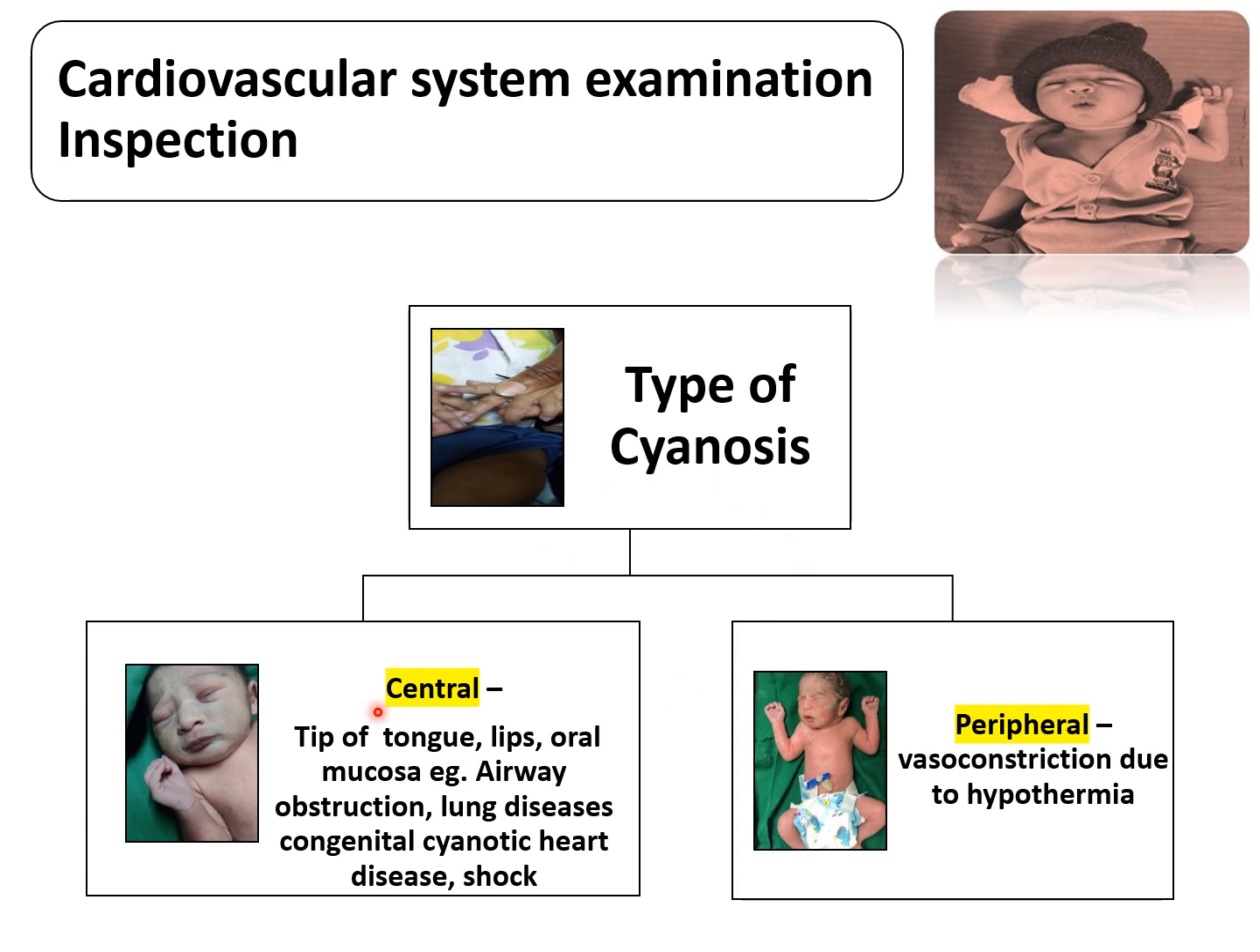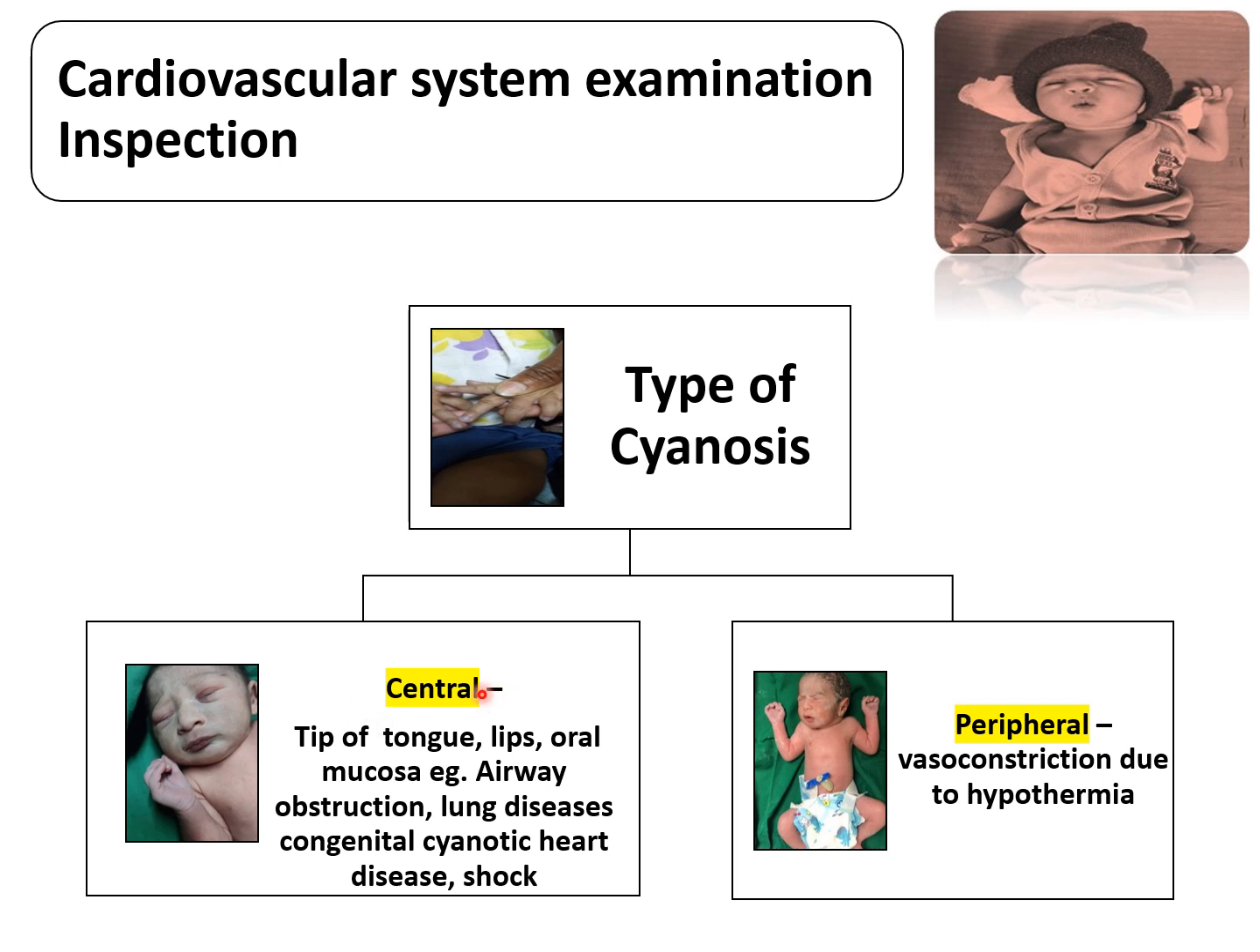Type of cyanosis, either central or peripheral. Whenever cyanosis is at the tip of tongue, lips and oral mucosa, we label it as central cyanosis. While peripheral cyanosis is when the palm and sole are cyanosed while the other body parts are pink.